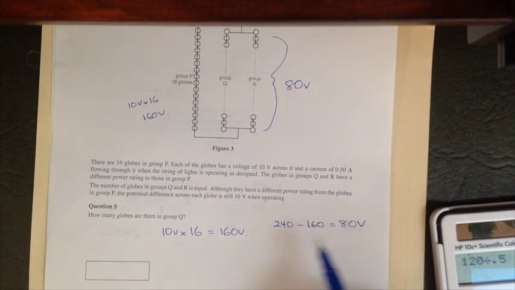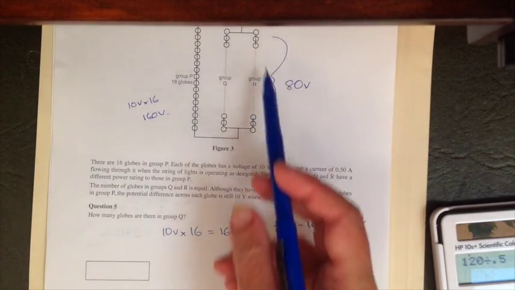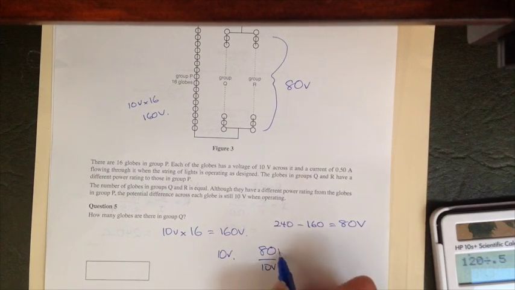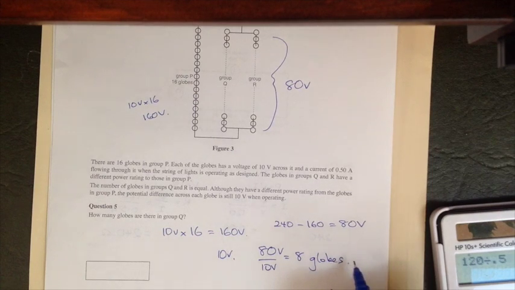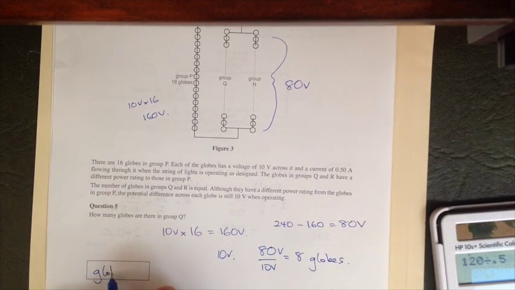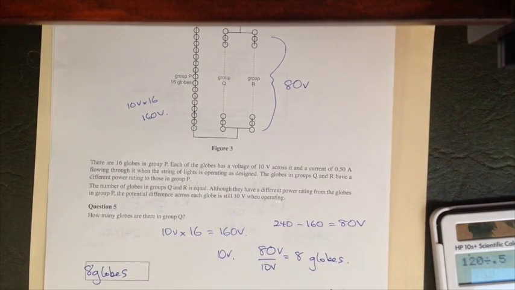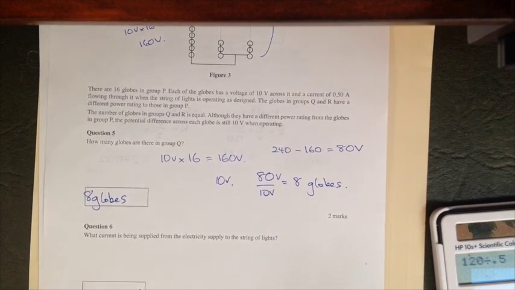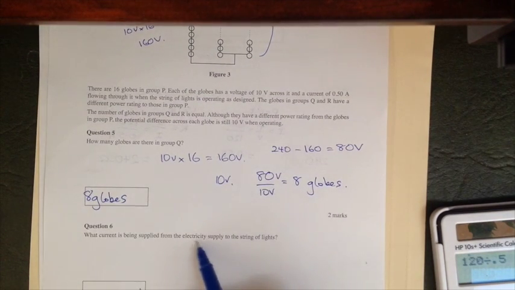Next thing we need to do is then work out, well, how many globes would this be? If the globes are still 10 volts each, then that's just going to be 80 divided by 10, 8 globes are going to be required. Eight globes. Then the next question that we need to do is, what is the current being supplied from the electricity supply to the string of lights?